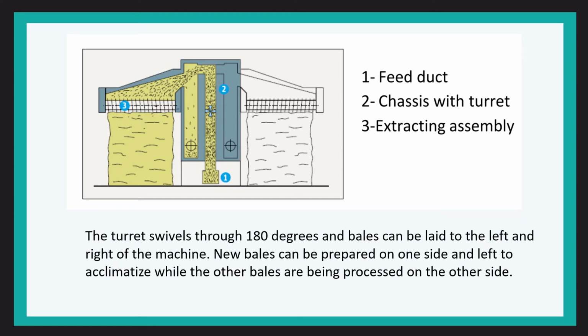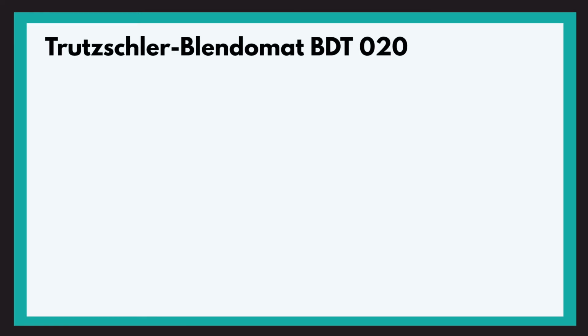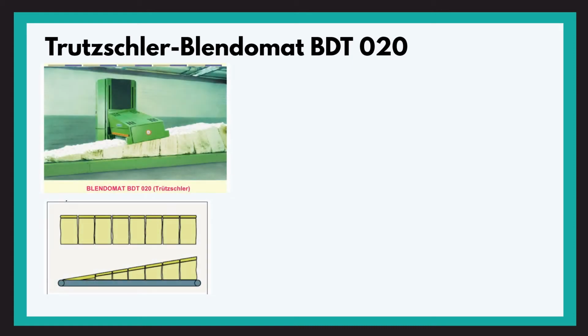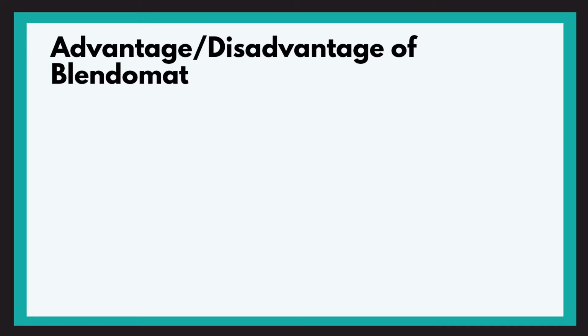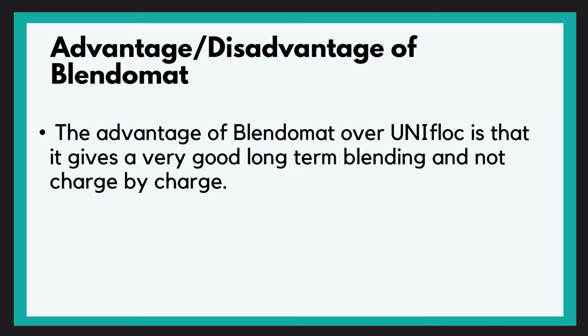Next we have is the Truchler Blendomat. In this we have the arm which moves in an inclined position. Therefore, as soon as a bale is exhausted, it shall be replaced by a new one on the other end. Talking about the advantages of Blendomat over Unifloc, it is that it gives a good long-term blending. And the disadvantage is that there are limited number of bales in the feed.